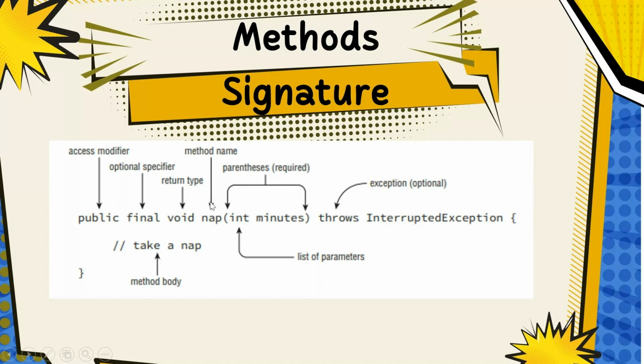So in this example, nap is the method name that has been created, and you have your parentheses. Inside the parentheses, you will have to mention the list of parameters that you want to pass in. So in this example, they have mentioned integer type and a variable to refer to the integer type, which is minutes. Then you have an optional keyword which is throws that can be mentioned, and throws InterruptedException. Now if you look at this picture, this is how a method signature will look.